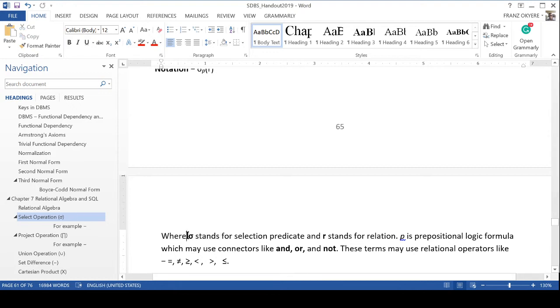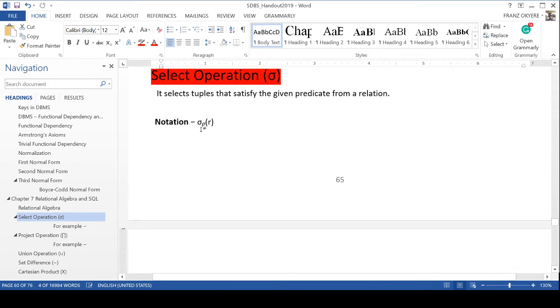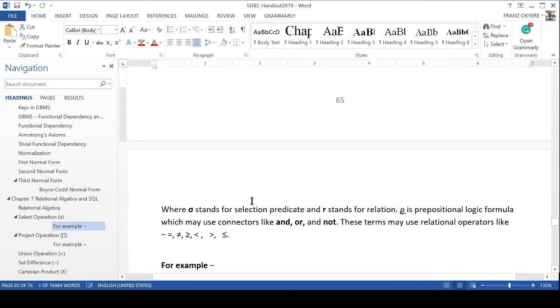That symbol stands for the selection predicate, and R stands for the relation. P is a propositional logic formula, which may use connectors like and, or, and not. Those who have done computer programming before will remember that these are logical operators. So our selection predicate combines with our propositional logic formula.